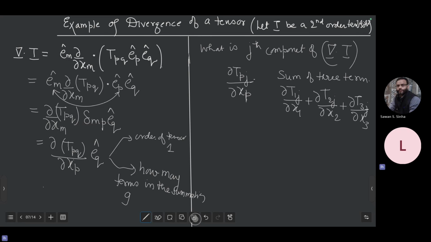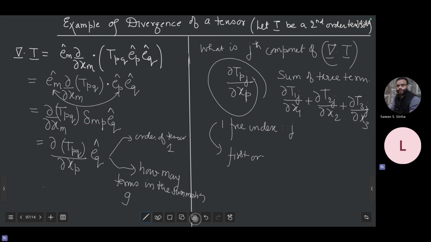How many free indices in this? One free index. And that number of free indices in a scalar component is indicative of what? Order of tensor. One free index means first order.